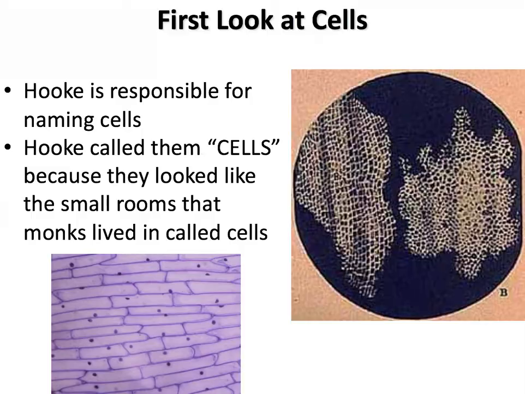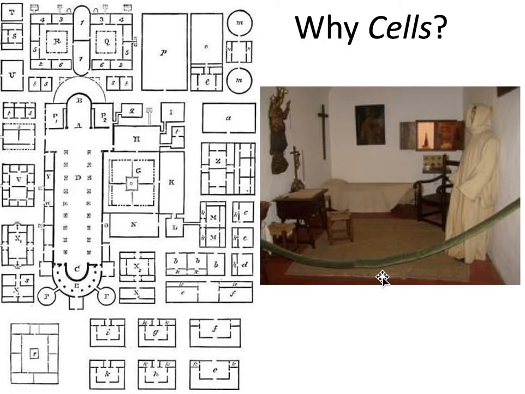So this is a monk's cell. It's like a box. There's nothing in it but a cross, a bed, a place to pray, and every single cell kind of looks the same. It's like a box next to each other. So that's why Robert Hooke used the word cell, and it stuck.